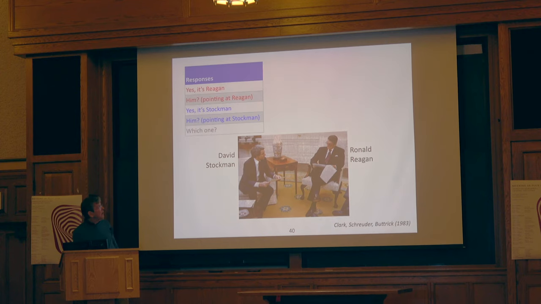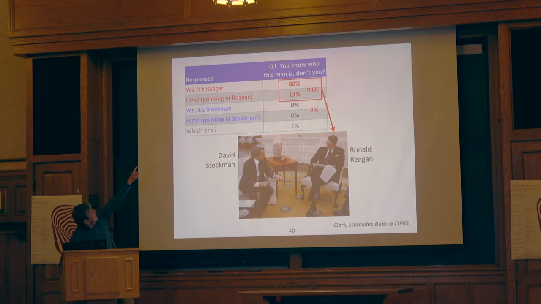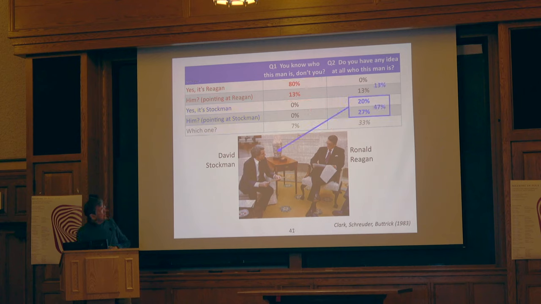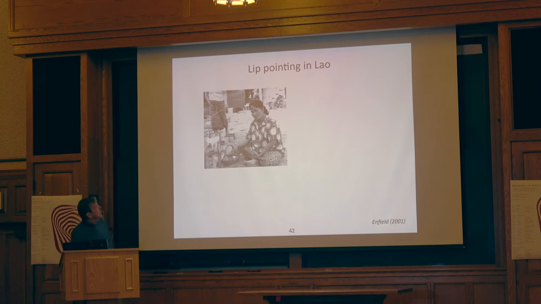Now, here is, in fact, the statistics on this. As you see, it's Reagan, or yes, it's Reagan, you know who this man is, don't you? So 93% of the time, they're picking out Reagan. But for this one, they're picking out Stockman. Now, what Patrick did immediately was to say, okay, who are these two people? Everybody knew both of them. So it wasn't that they were unknown, it was that they expected you, because of these presuppositions, to think of Reagan as someone you're supposed to know and Stockman as someone you're not supposed to know.